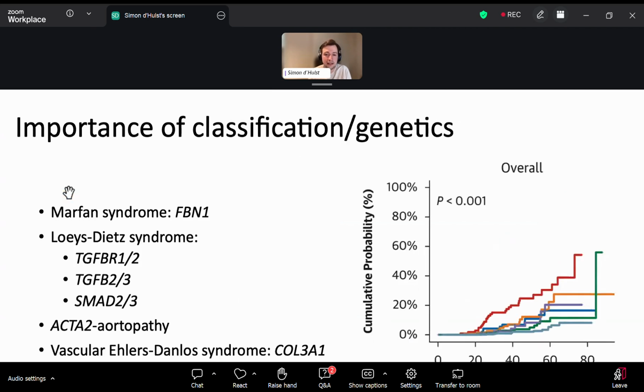As was already pointed out by Dr. Chervi, so again, making my job a bit easier. Before I go on to discuss imaging and treatment, I would like to again emphasize the importance of establishing a genetic diagnosis whenever this is possible, because disease progression and risk profiles really do differ between genetic aortopathies. So again, as Dr. Chervi already said, this also alters their management, of course.